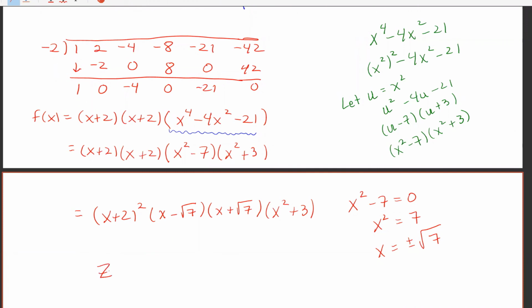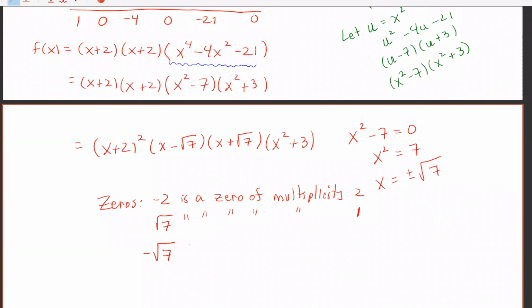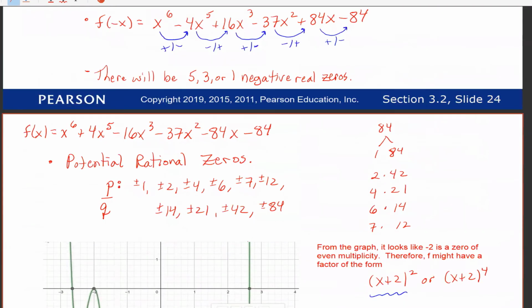And so now here's what we know. Negative 2 is a 0 of multiplicity 2. Square root of 7 is a 0 of multiplicity 1. Negative square root of 7 is a 0 of multiplicity 1. So now let's look back at everything that we learned or surmised about this way back when.